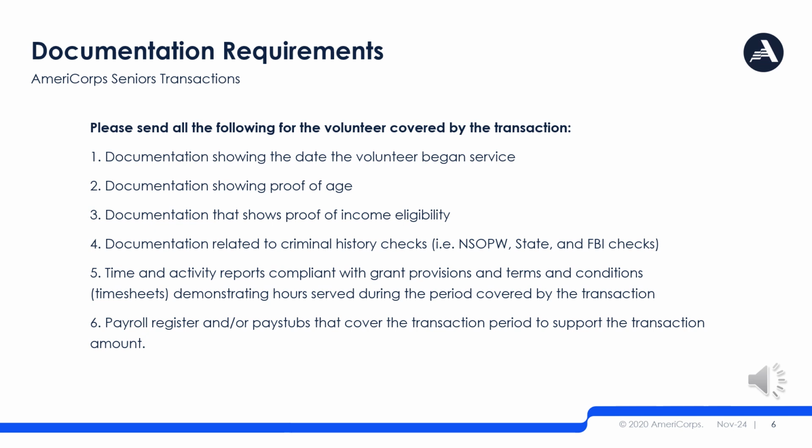Next, please provide documentation that shows proof of income eligibility. Please note the income eligibility determination must have been completed before, but not more than a year prior to, the service dates covered by the transaction. Don't forget documentation related to criminal history checks and timesheets showing hours served during the selected pay period. Finally, please provide a payroll register or pay stubs to support the amount that was paid to the volunteer.